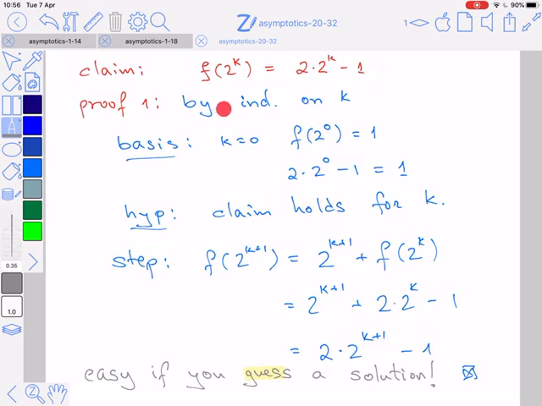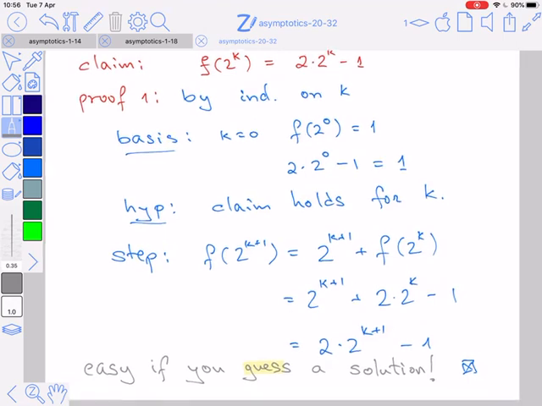And the proof is by induction on k. The basis for k equals 0. We plug in: f of 2 to the 0 is f of 1. F of 1 is 1. 2 times 2 to the 0 minus 1 is 1, and we get equality, and that completes the induction basis.